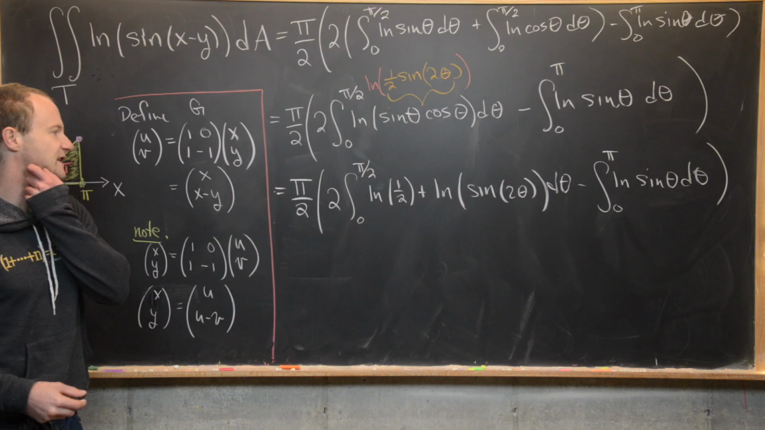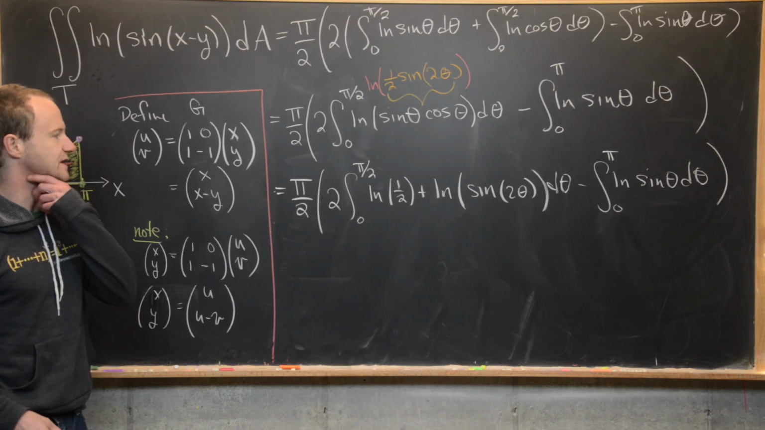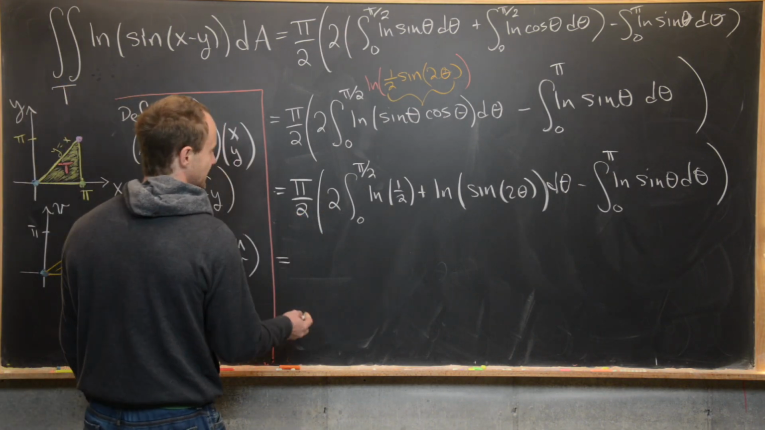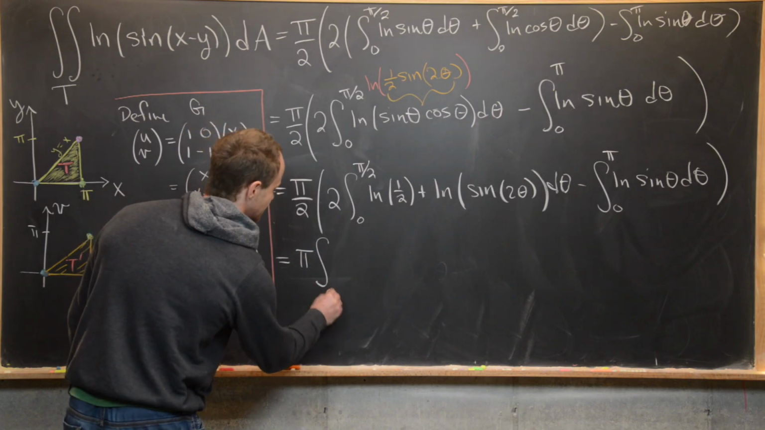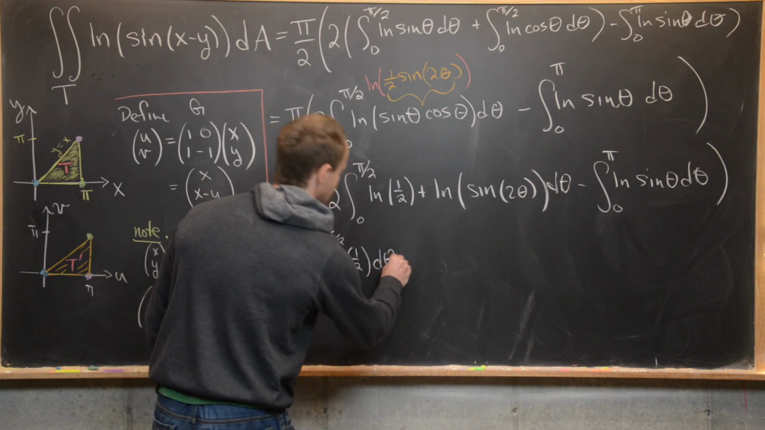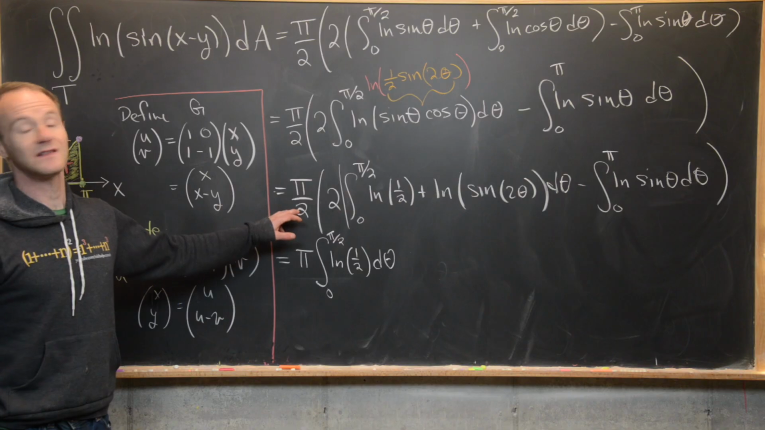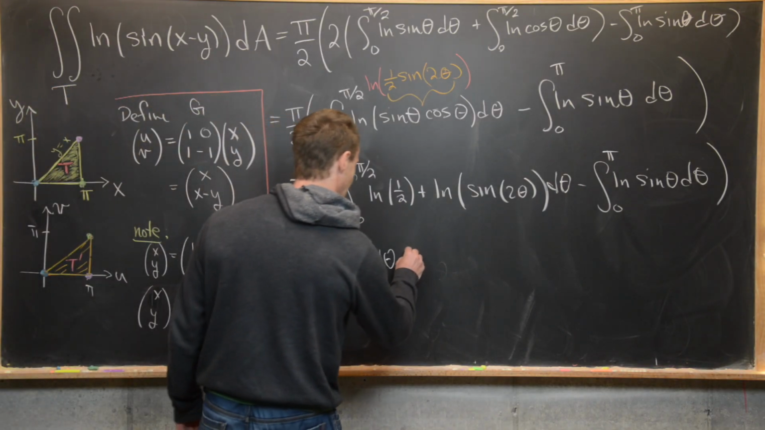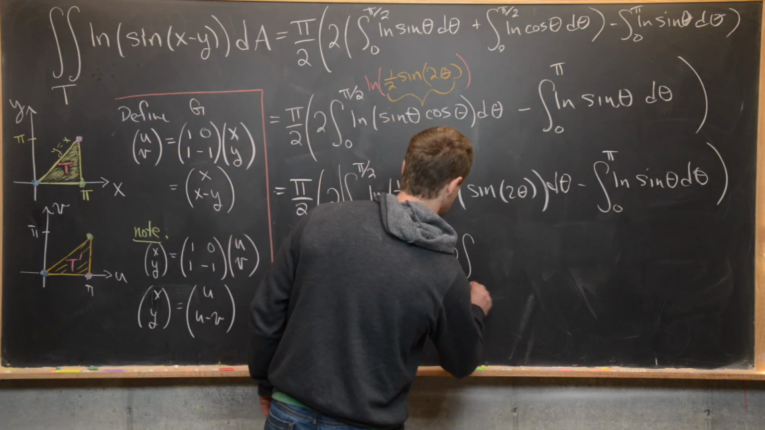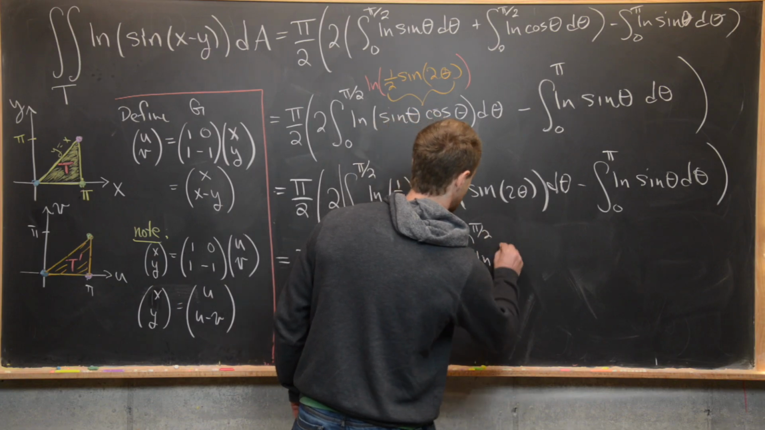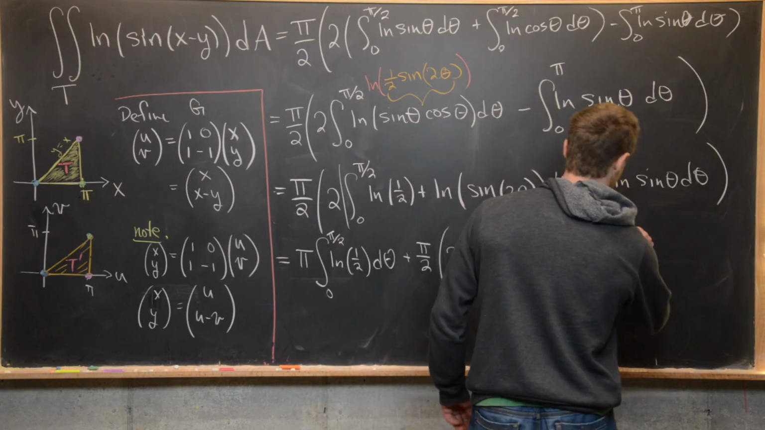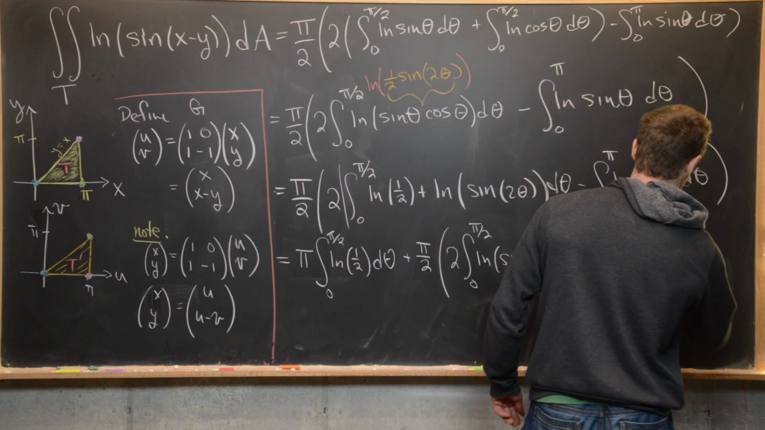So now let's start putting things together. We can take this 2 and this 2 and cancel them. So that's going to give us a pi times the integral from 0 to pi over 2 of natural log of 1/2 d theta. So I've split that integral up, and then I'll leave the pi over 2 out of the rest of it. So this is going to be plus pi over 2 times twice the integral from 0 to pi over 2 of natural log of sine of 2 theta d theta, minus the integral from 0 to pi of natural log of sine of theta.